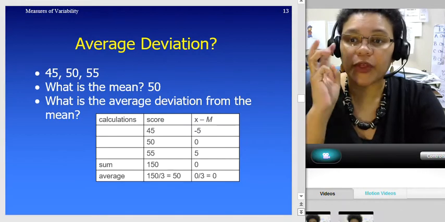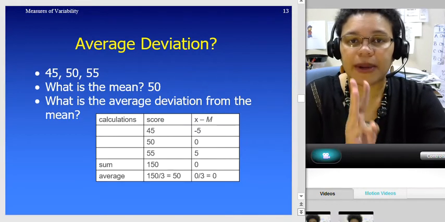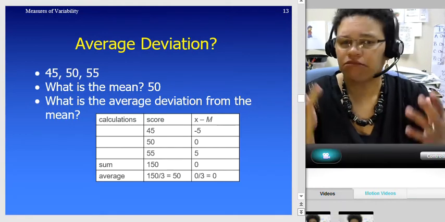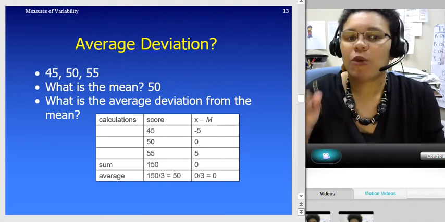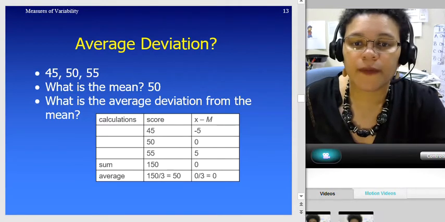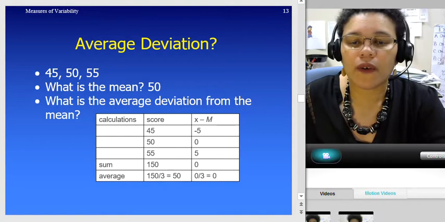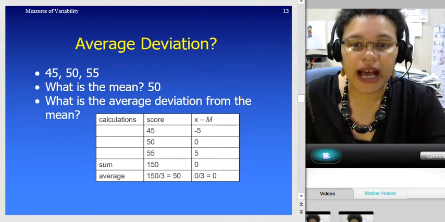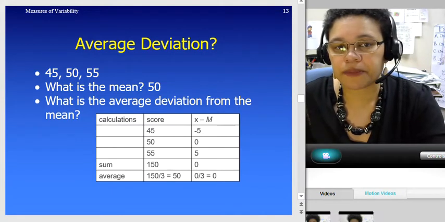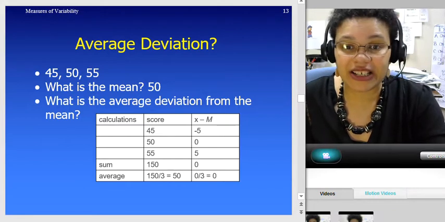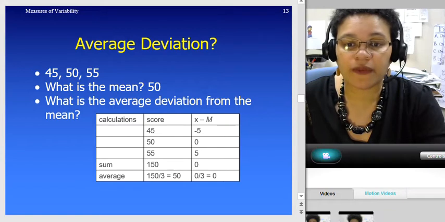Let's say we have 3 test scores, and this is my sample. My sample was 3 test scores: 45, 50, and 55. Well, what's the average? What's the mean? 50. Easy, right? Now, what's the average deviation from that mean? The student who scored 45, if you do 45 minus 50, you get negative 5. 50 minus 50, you get 0. 55 minus 50, you get positive 5. If we add all of our scores together, we get 150. 150 divided by 3 is 50. That's our mean, that's our average.